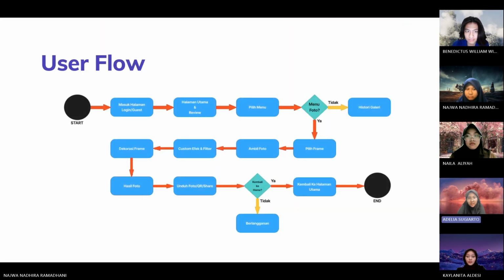Next is the user flow, which maps out the entire journey of our website. First, the user starts by entering the login or guest screen and lands on the home page. If they choose to take a photo, they select a frame, capture their poses, apply customized effects and filters, and then decorate it with stickers. Finally, they can preview, download via QR code, and then share it on social media.